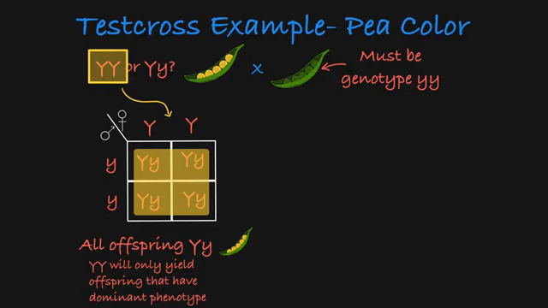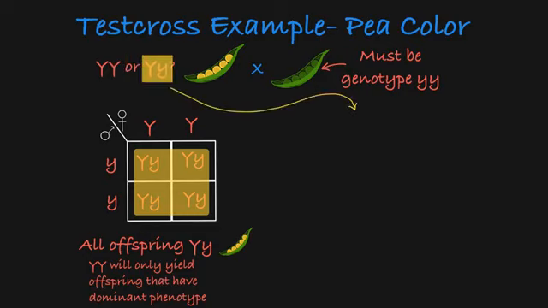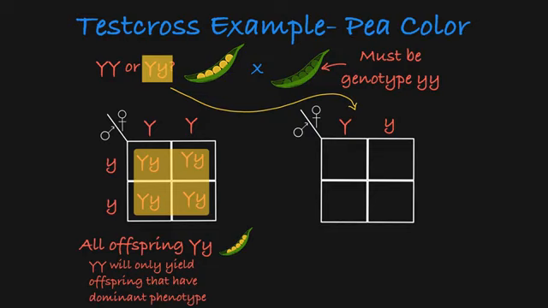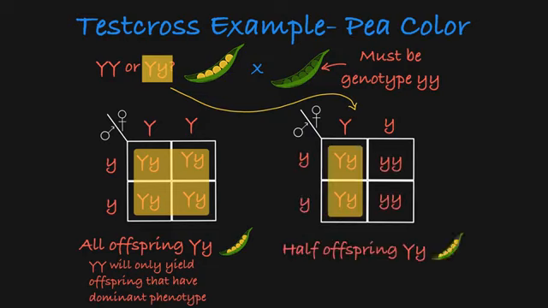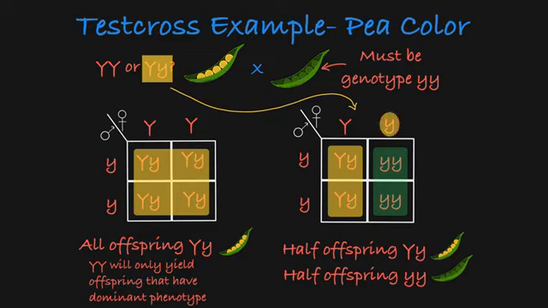If the plant is heterozygous, and we cross it to a green pea plant that is homozygous recessive, then half of the offspring will be yellow and half will be green. The fact that this cross can produce green offspring means that the parent must be passing on the recessive allele to its offspring, and therefore must be heterozygous.